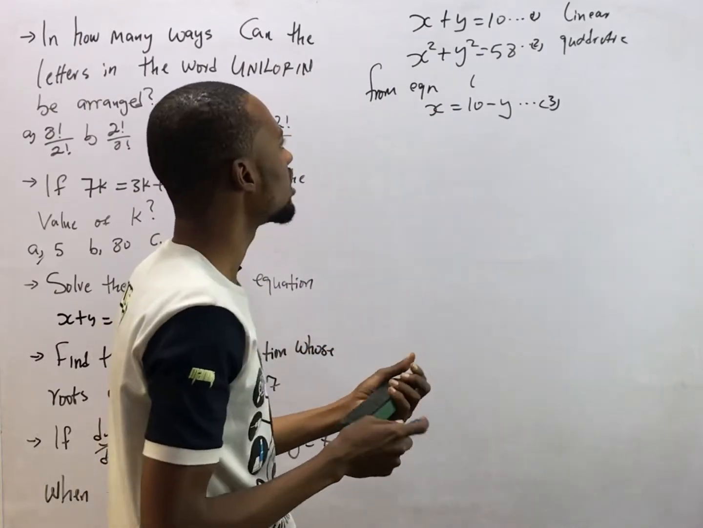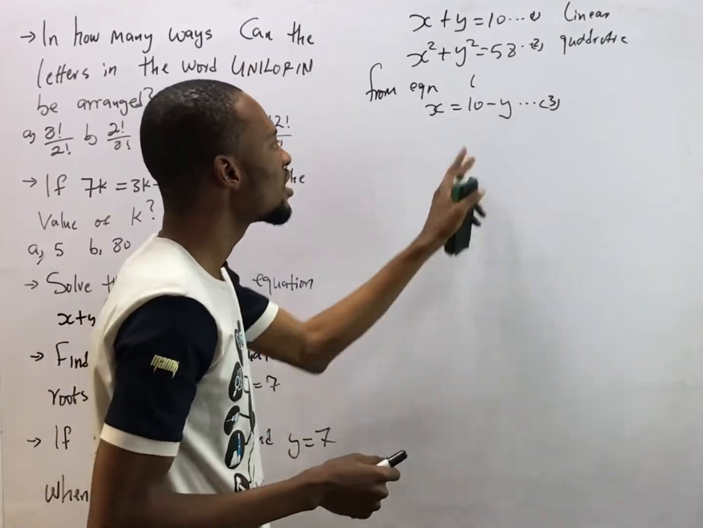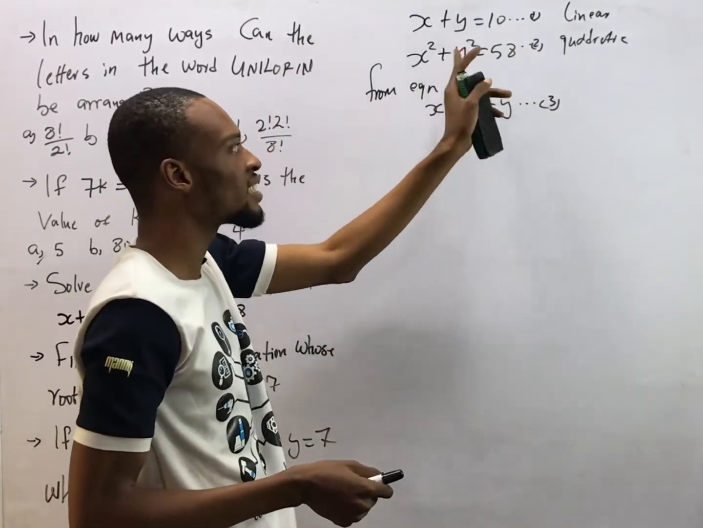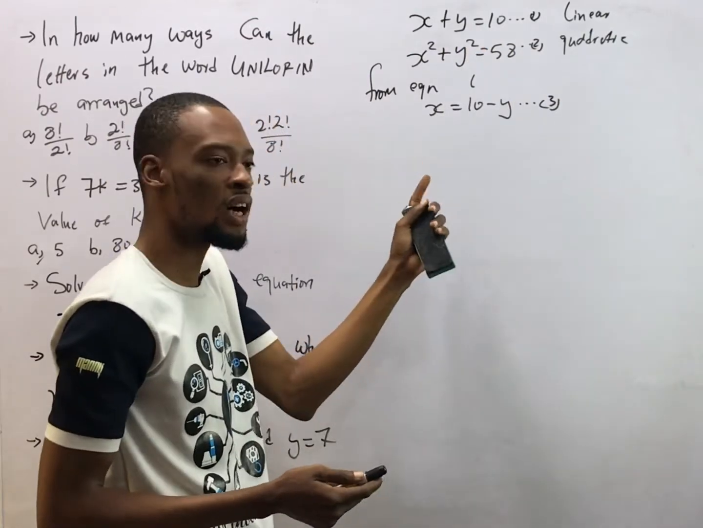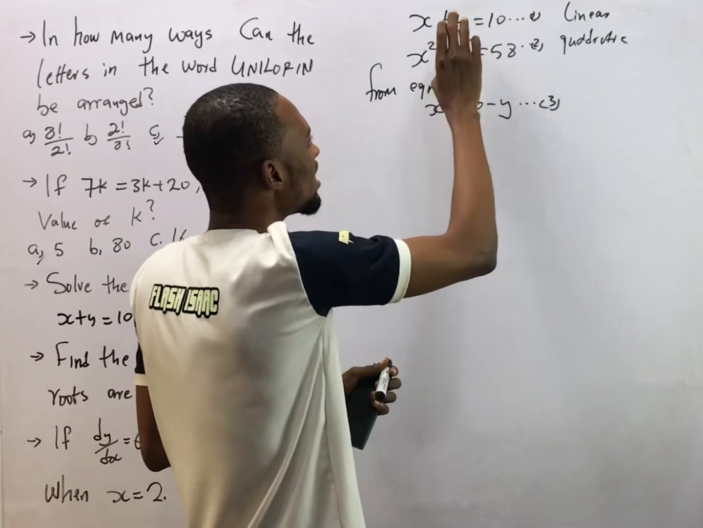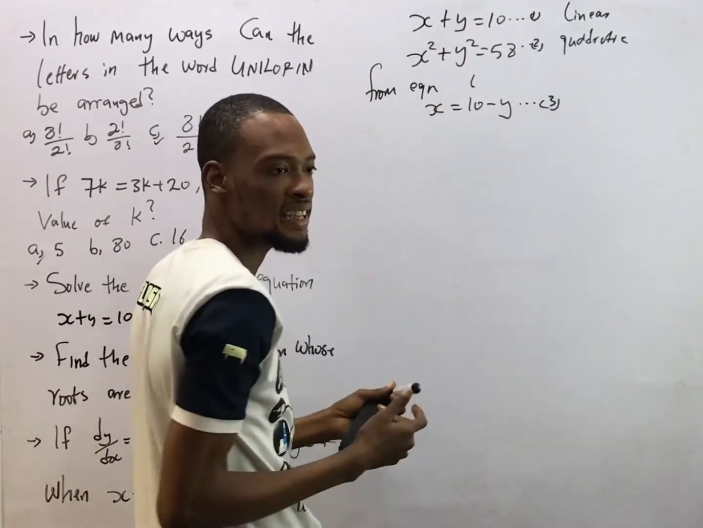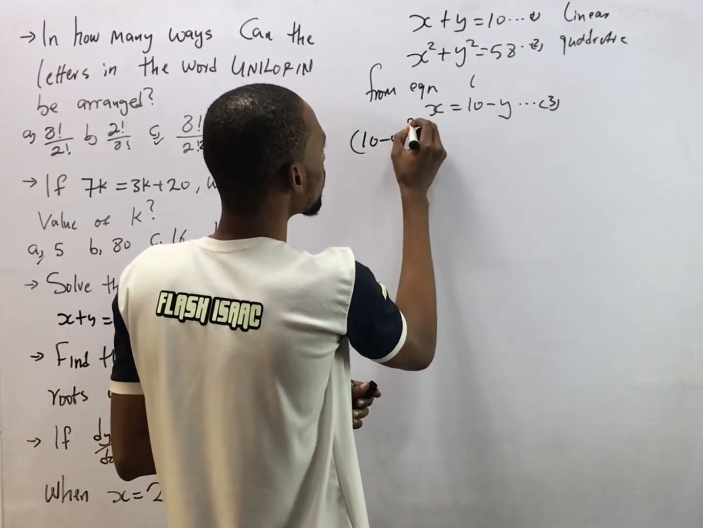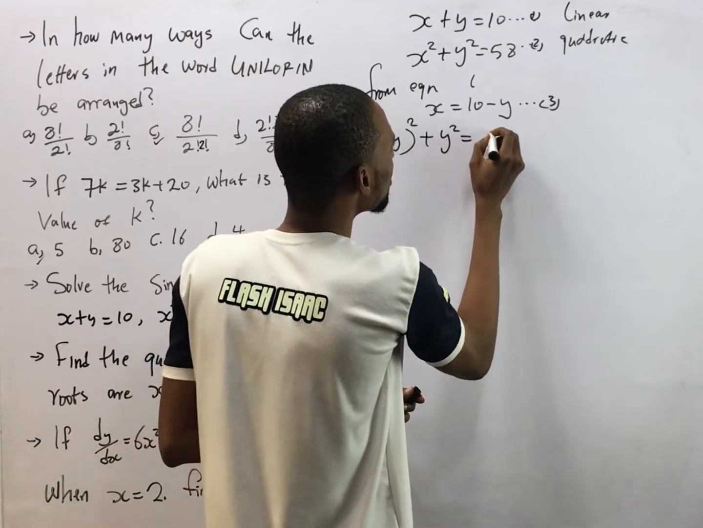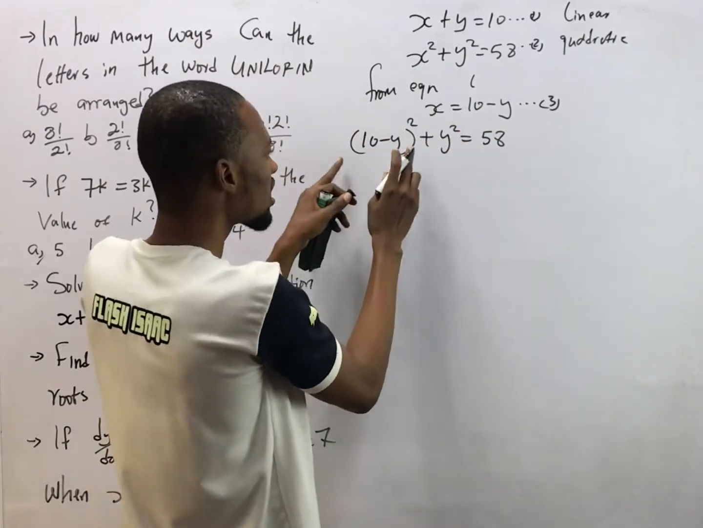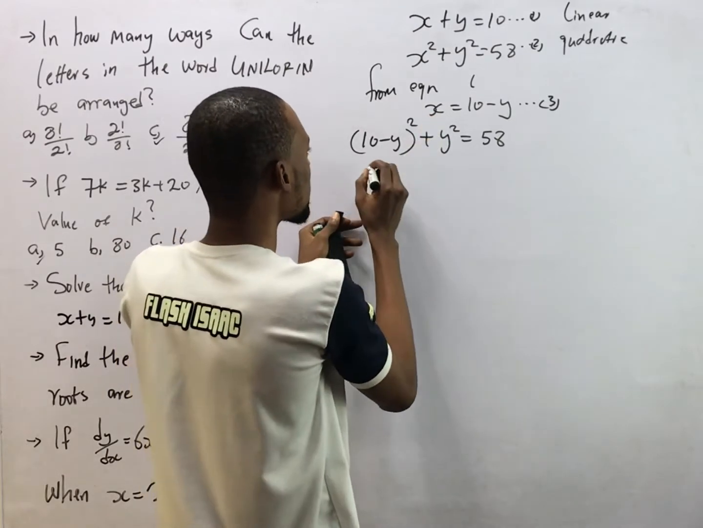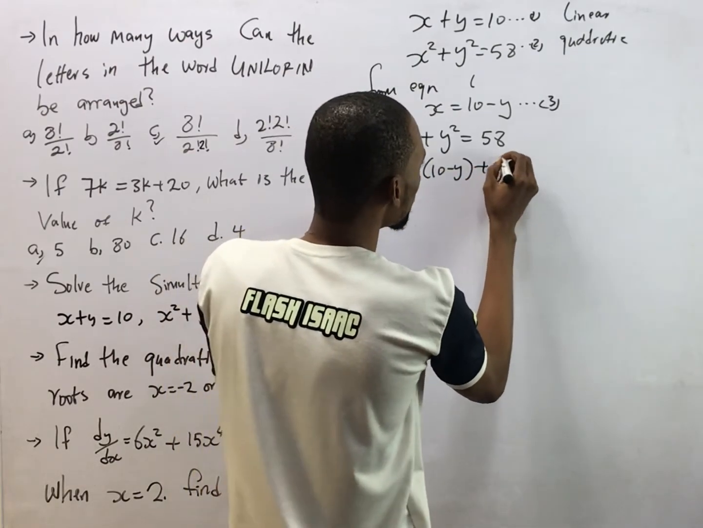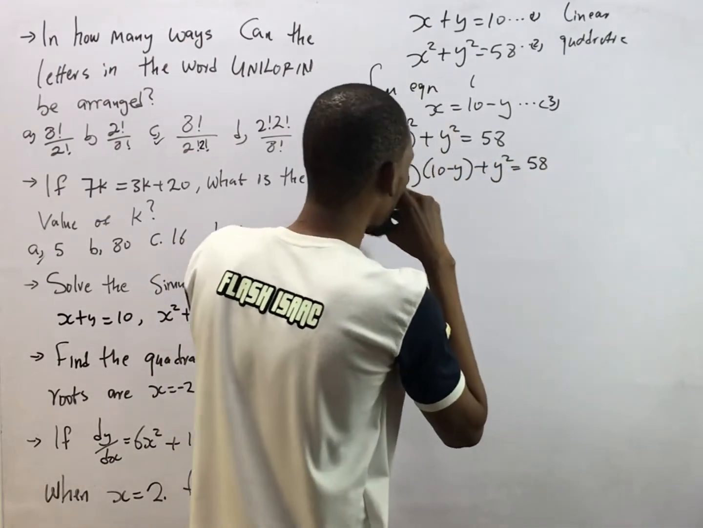If that's equation 3, the next thing we do is substitute 10 minus y for x in equation 2. So where there is x in equation 2, we simply put 10 minus y because we found from equation 1 that x is equal to 10 minus y. Therefore, x squared becomes (10 minus y) squared plus y squared is equal to 58. (10 minus y) all squared is the same thing as (10 minus y)(10 minus y) plus y squared is equal to 58.